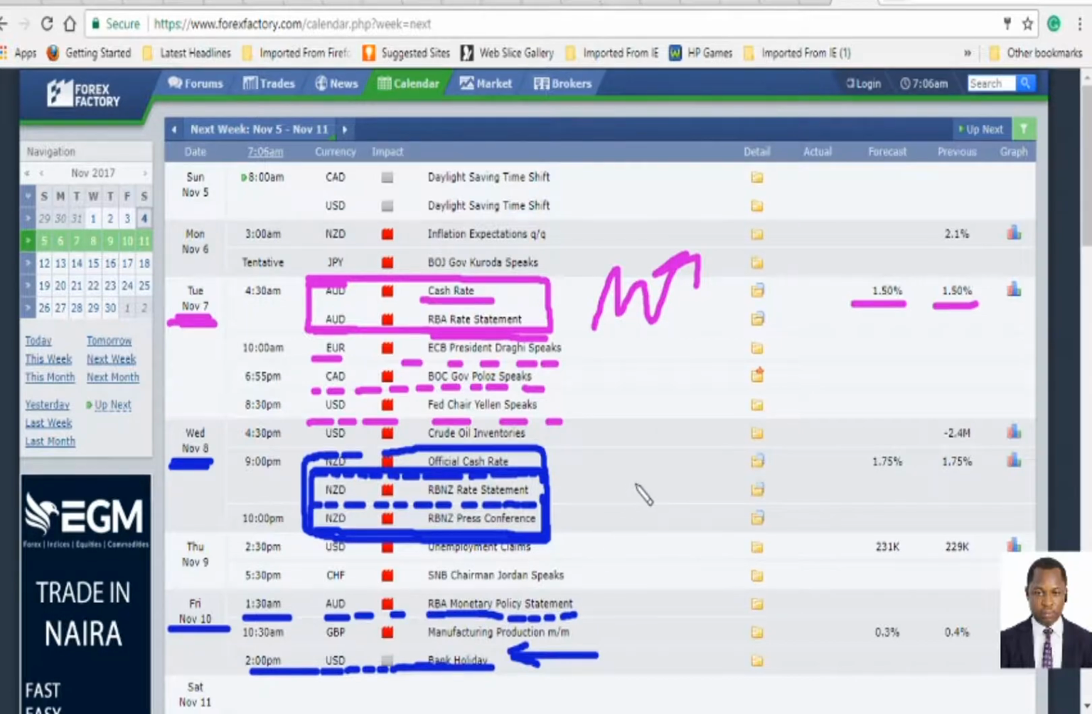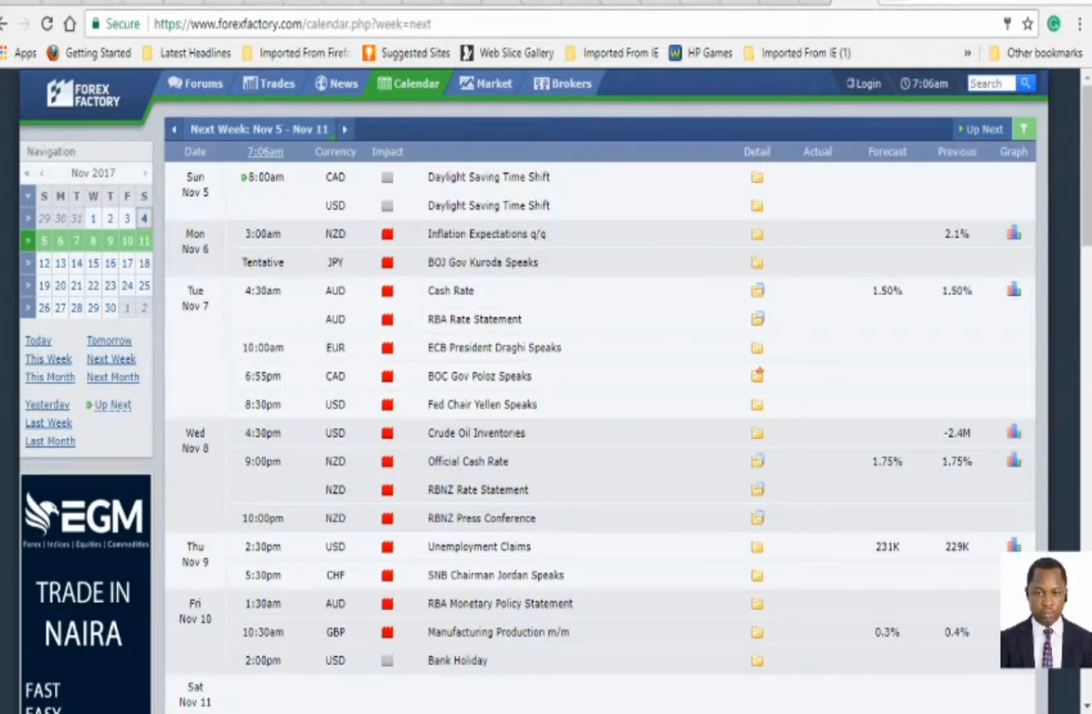So the two currencies you need to really pay attention to that have interest rate announcements for this upcoming trading week are the Australian dollar and the New Zealand dollar. So all Australian dollar crosses, you must be careful for this week. All New Zealand dollar crosses, you must be careful for this week as well, especially on those interest rate release days, that's on Tuesday and on Wednesday respectively.